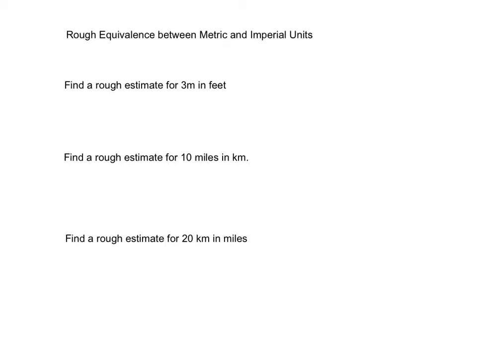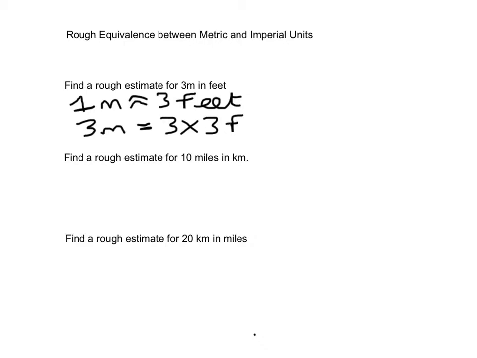In the first example, I want to find a rough estimate for 3 meters in feet. Now, 1 meter is approximately 3 feet. And that funny squiggly equal sign means approximately. So if 1 meter is more or less 3 feet, then of course 3 meters must be 3 lots of 3 feet. So approximately, roughly, that gives us 9 feet.